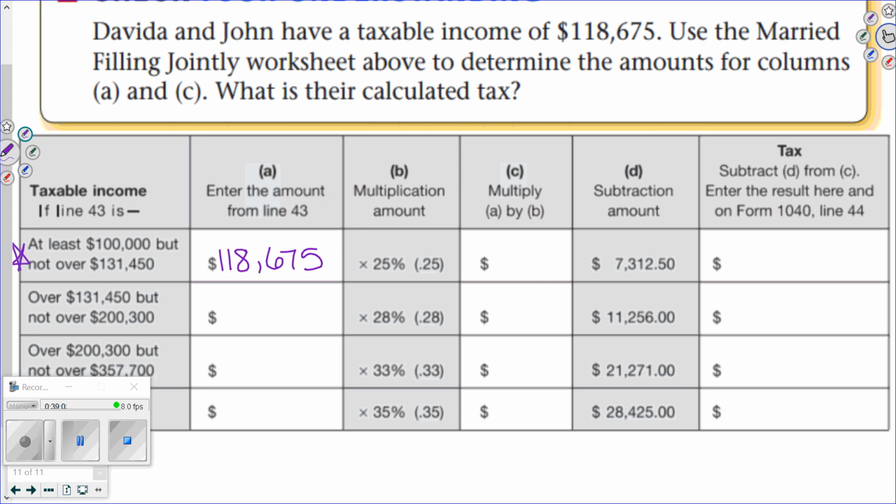118,675. I'm going to do what with that? I'm going to multiply it. 118,675, multiply that, and it's 25%. And then subtraction amounts. So then we're just going to subtract that off. So their tax will be $22,356.25.